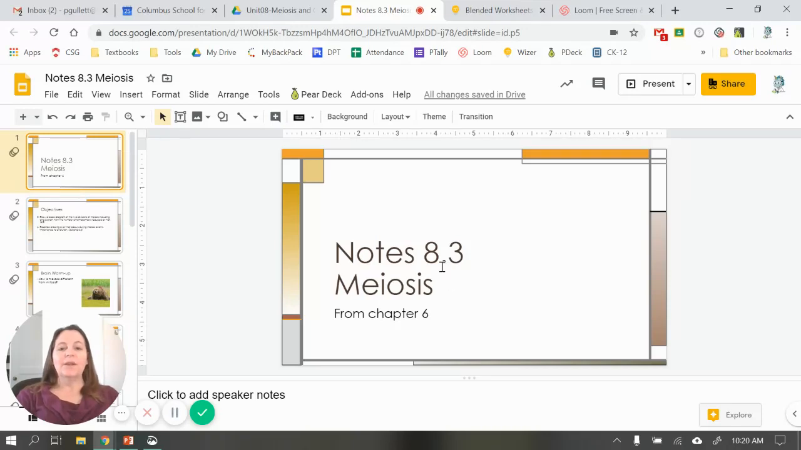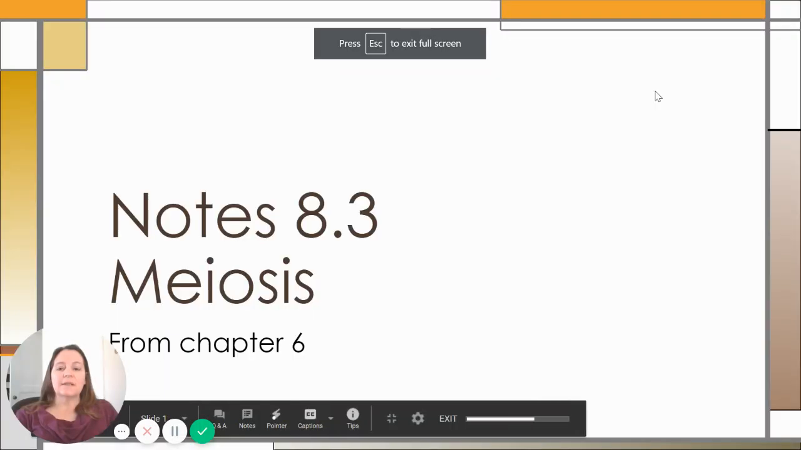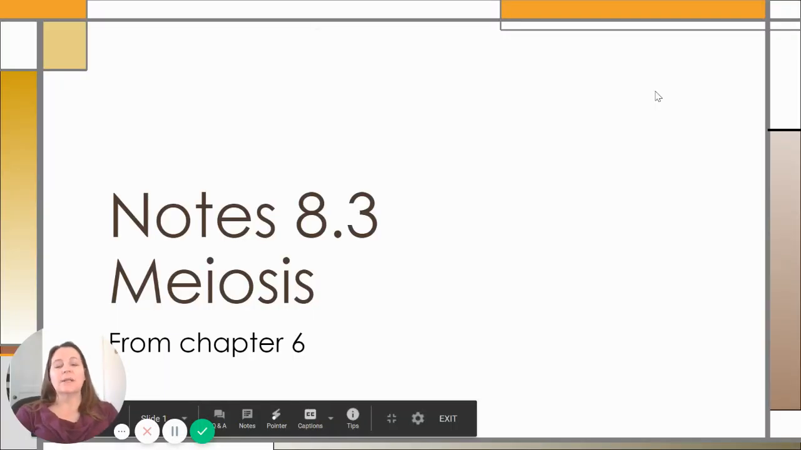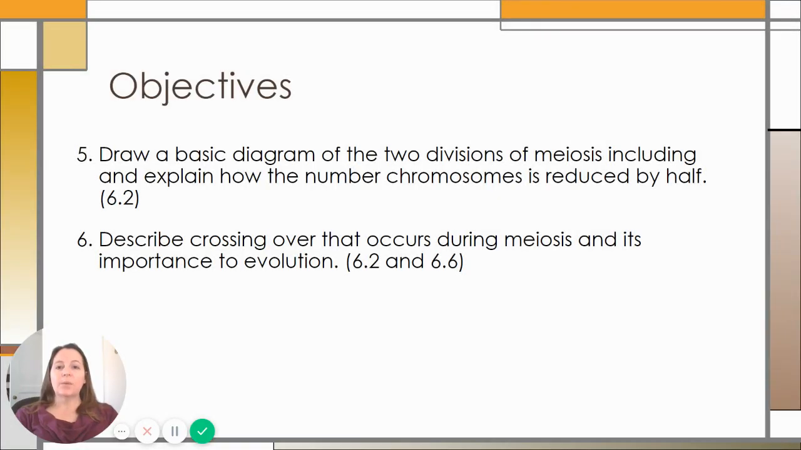Hello, everybody. We are going to continue with our notes for Unit 8. These are the meiosis notes, number 3 in our series. So let's get started. You'll notice this is a Wiser Me worksheet. When I tell you to pause the video, go ahead and do that and scroll down to answer the relevant question. The objectives that we're covering in this video are number 5 and number 6.